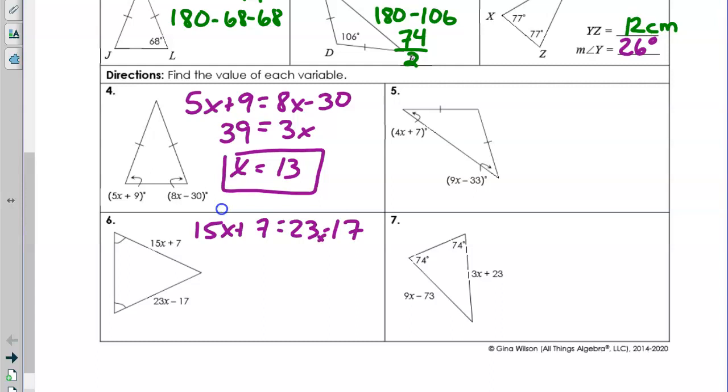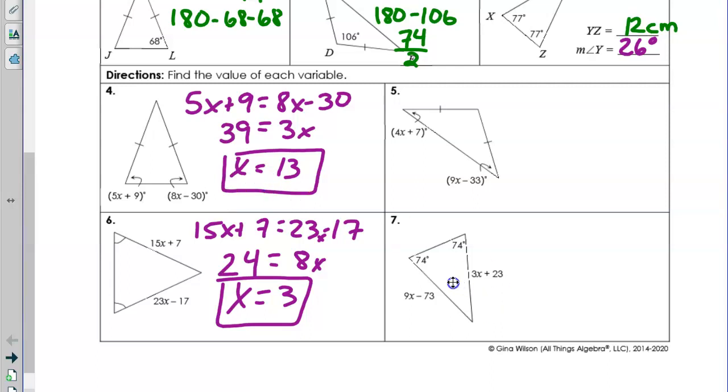So we're going to subtract 15x from either side, which would give us 8 on the right side, add 17. 7 plus 17 would be? There you go. And now what does x equal? And number 7 is just like it, except they put numbers in. Does anybody need to see 5 or 7?